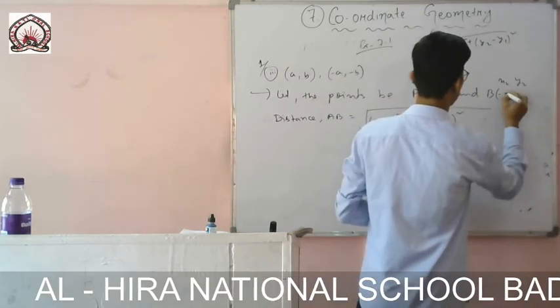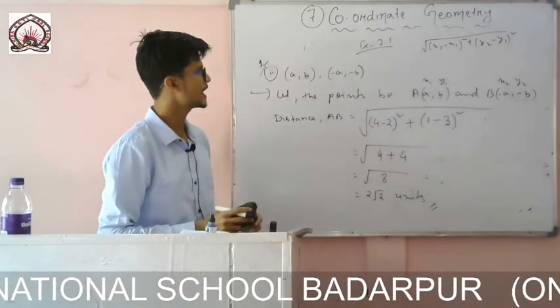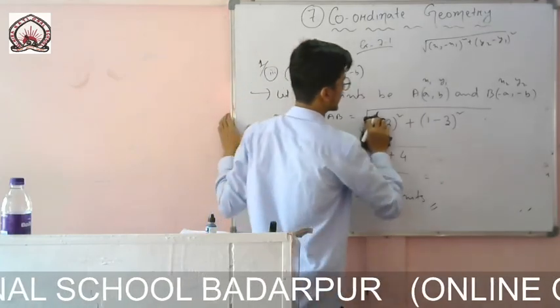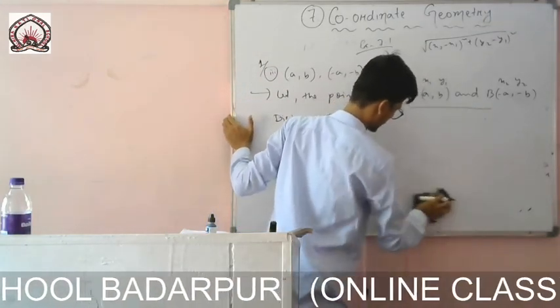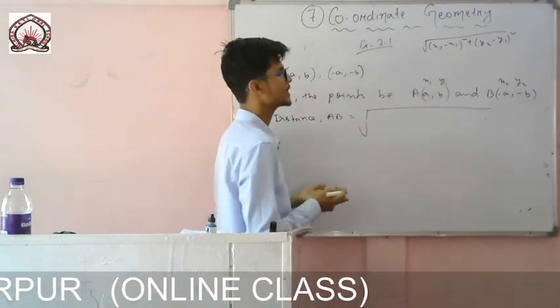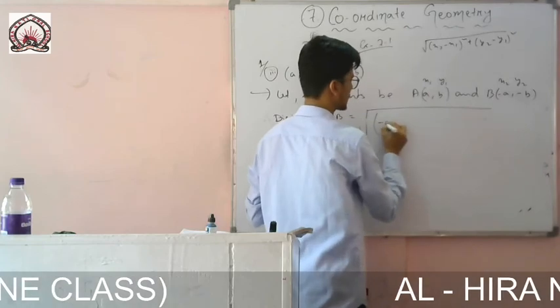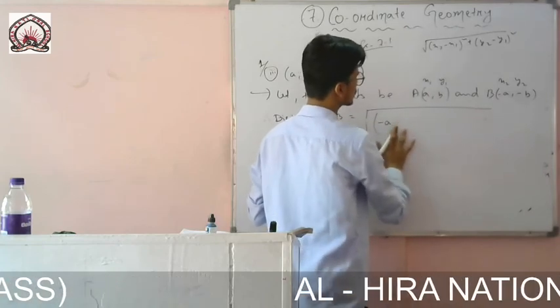And B it will be minus A comma minus B. So the question is given A comma B and minus A comma minus B. Now you know the formula. What is the formula? It is x2 minus x1. Which one is x2 here? It is minus A.